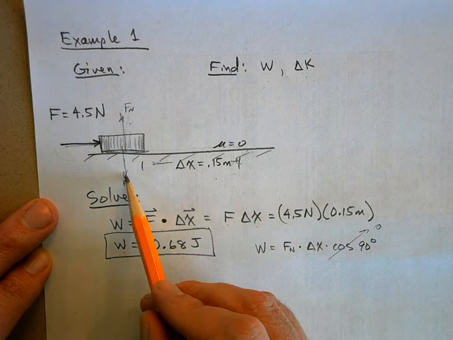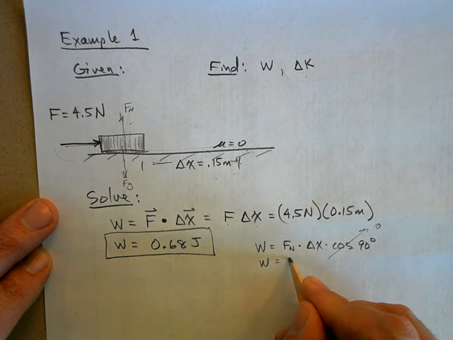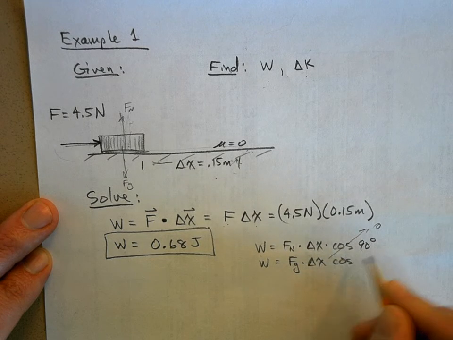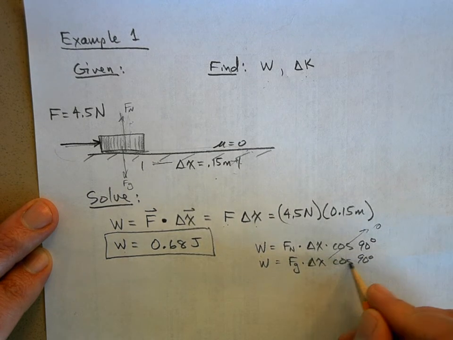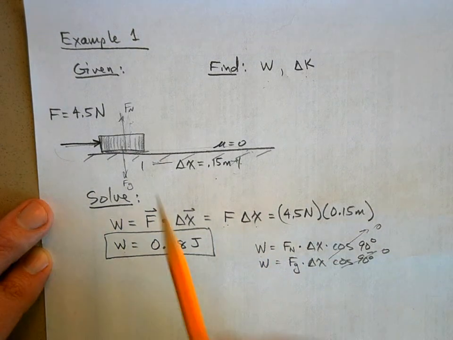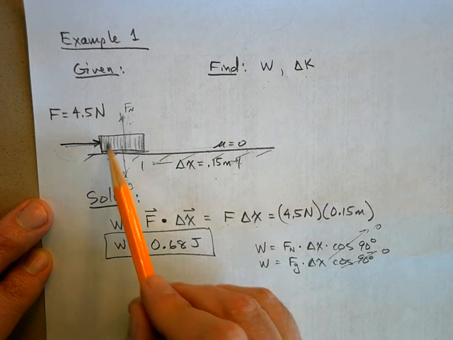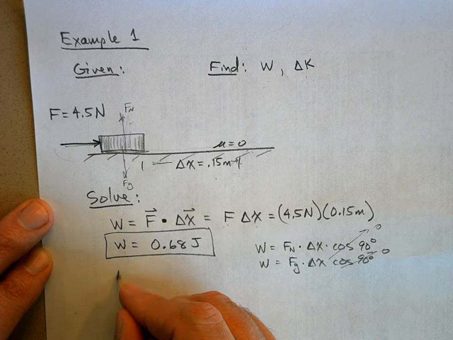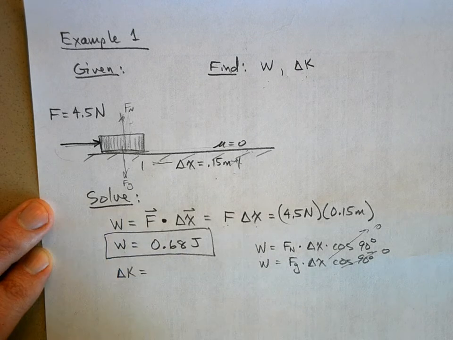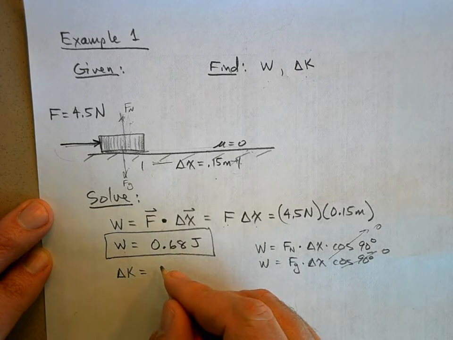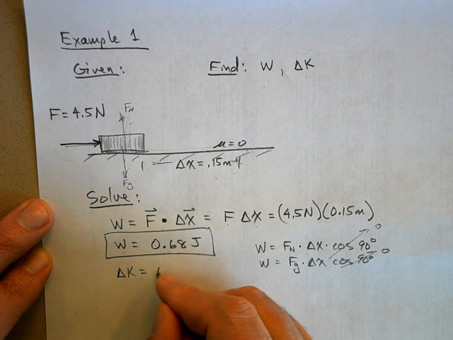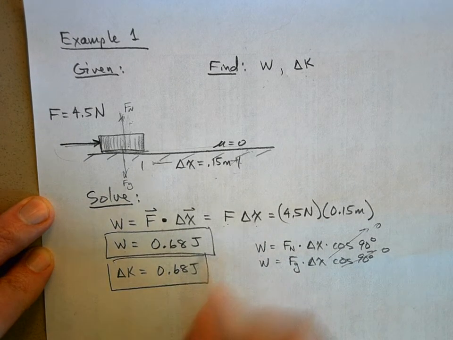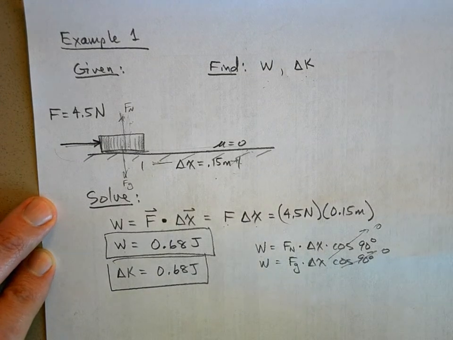And the same thing is true with gravity. If you try to figure out the work done by gravity, the force of gravity times delta x times the cosine of 90 degrees, that makes the whole thing 0. So these two forces don't do any work. This is the net force, it does work. And because that's the net force and it's doing work, the change in kinetic energy for the puck is also 0.68 joules by the work energy theorem. And there you go.